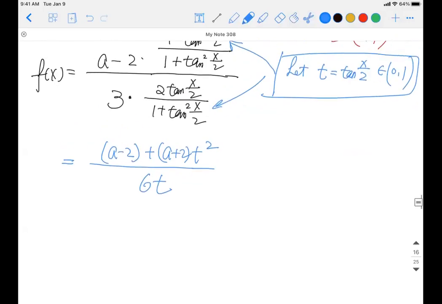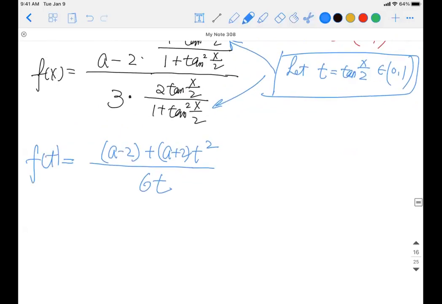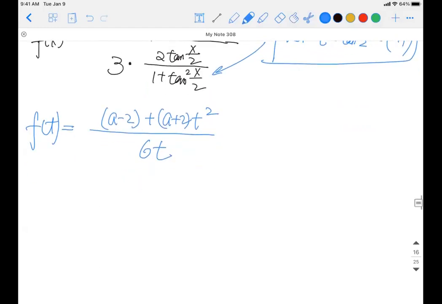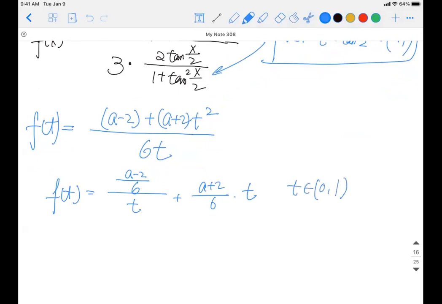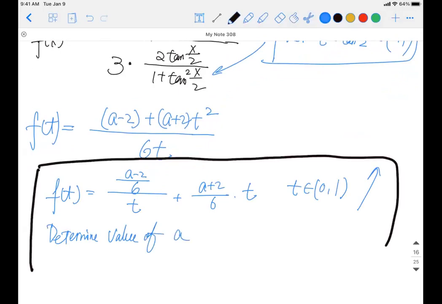So that being said, your f(t) is no longer a function of x. You're actually changing to t. So your f(t) is going to become a minus 2 divided by 6t, a plus 2, 6 times t. You are telling me that whenever t is between 0 and 1, this is an increasing function. You wanted me to determine the range of a. Is it right? Do you guys follow me?